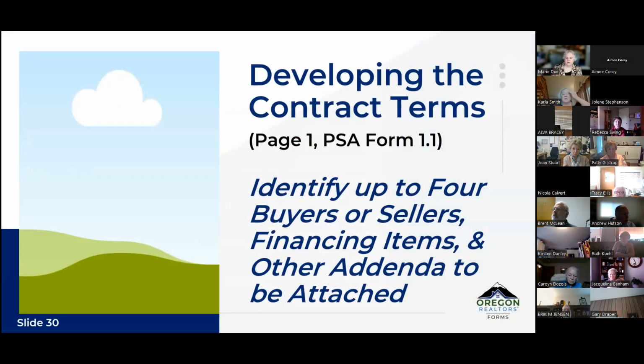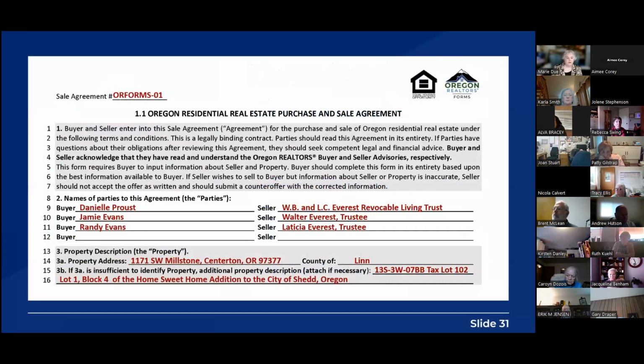Okay, so he identifies up to 4 buyers or sellers, financing items, and other addenda to be attached. This is probably the biggest thing that I like how we did this. It came out really well. First off, look at the buyer and seller agreement, and this is where it actually says buyer and seller acknowledge that they have read and understood the Oregon Realtors buyer and seller advisories respectively. It says it's part of the contract that they have received it and they can look through it.